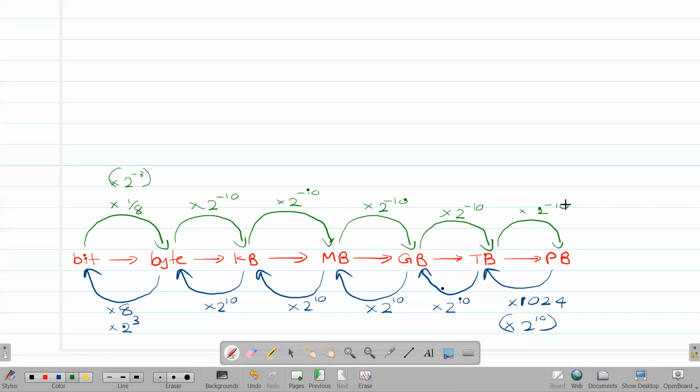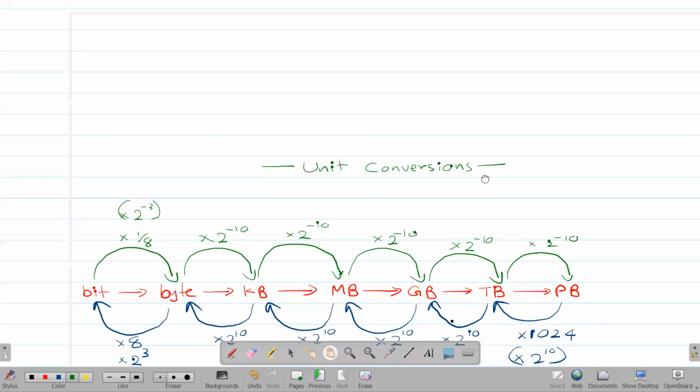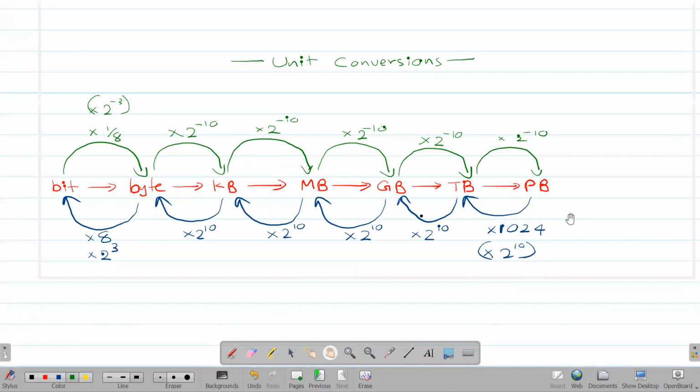Right, so we can have the heading saying unit conversions. Okay, so you can write this down, people. Then I'll show you how to do the conversions in a very easy manner. First, write this down, everyone.